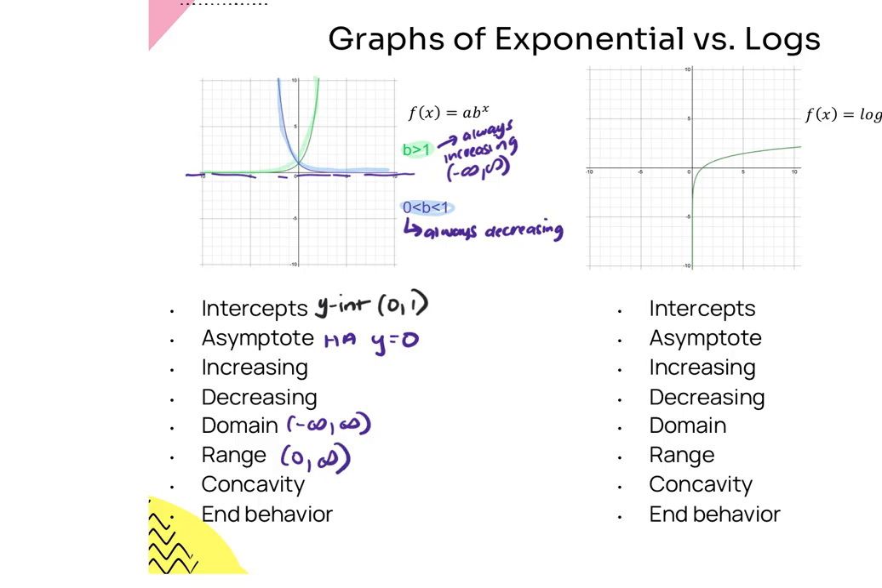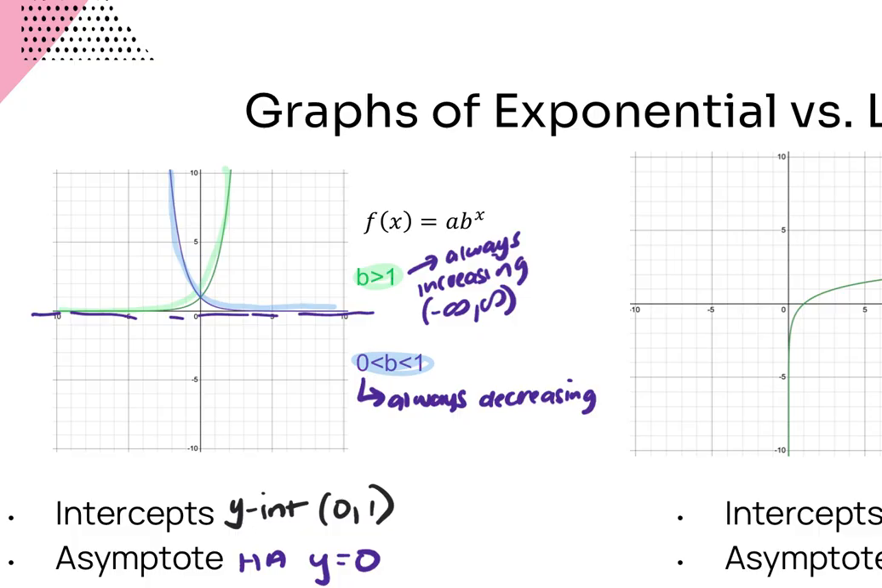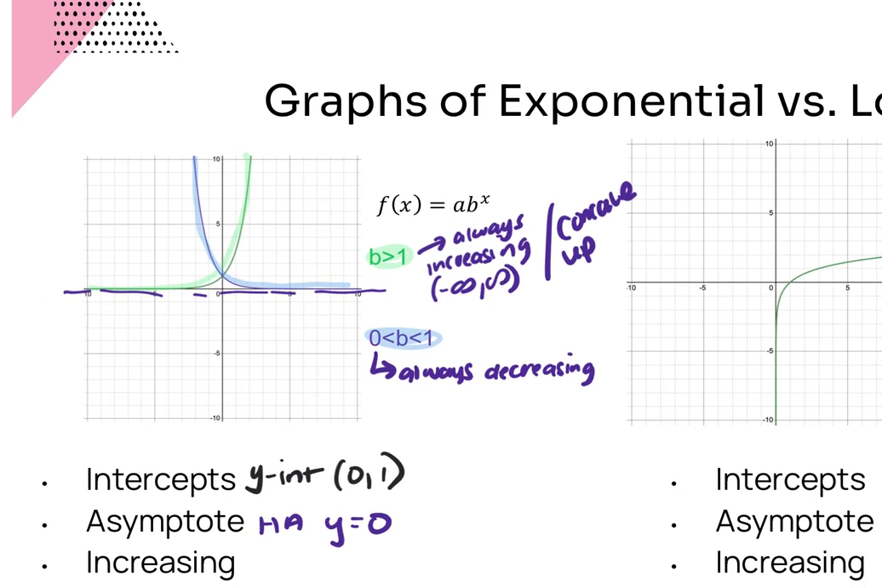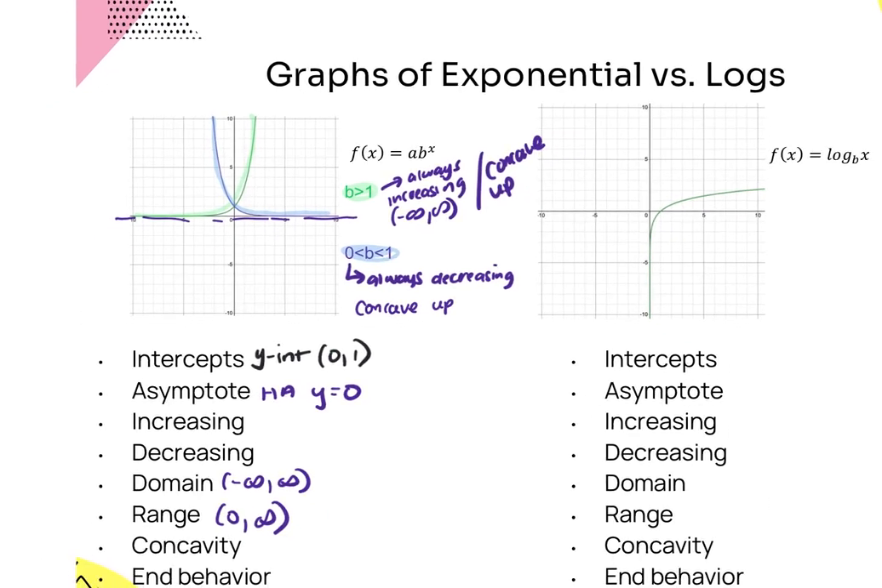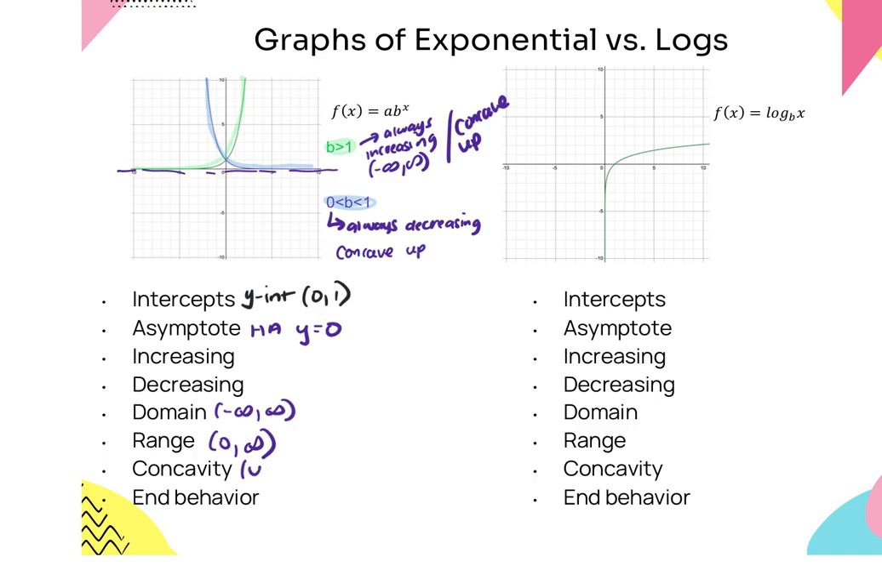Then concave up and concave down are similar to increasing, decreasing. It is always either concave up or always concave down. It can't be both. So let's go back to the top. On the green function, the exponential growth function, is that concave up or concave down? Up. And on the exponential decay, what is it? Also concave up. So whether it's increasing or decreasing, it doesn't matter. It's the shape, obviously. They're both concave up, okay?